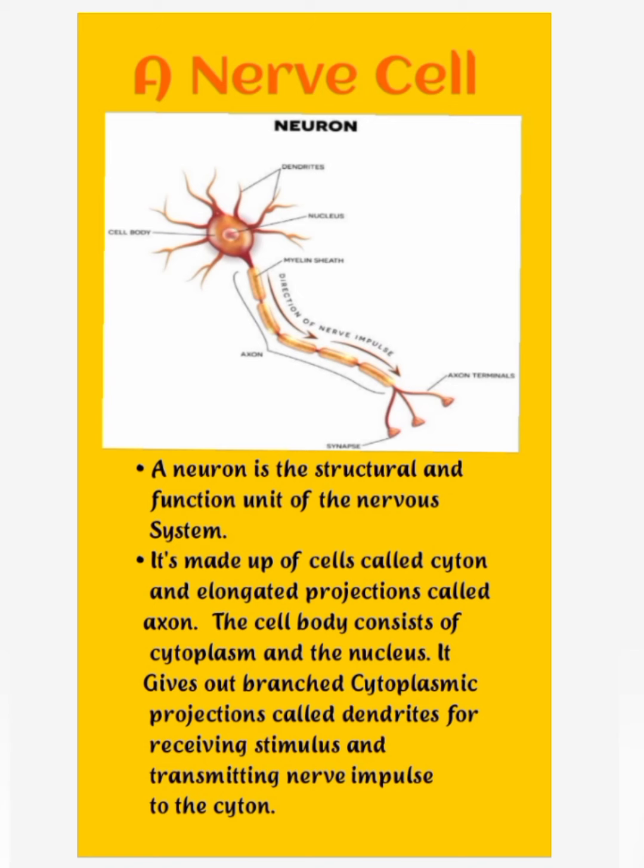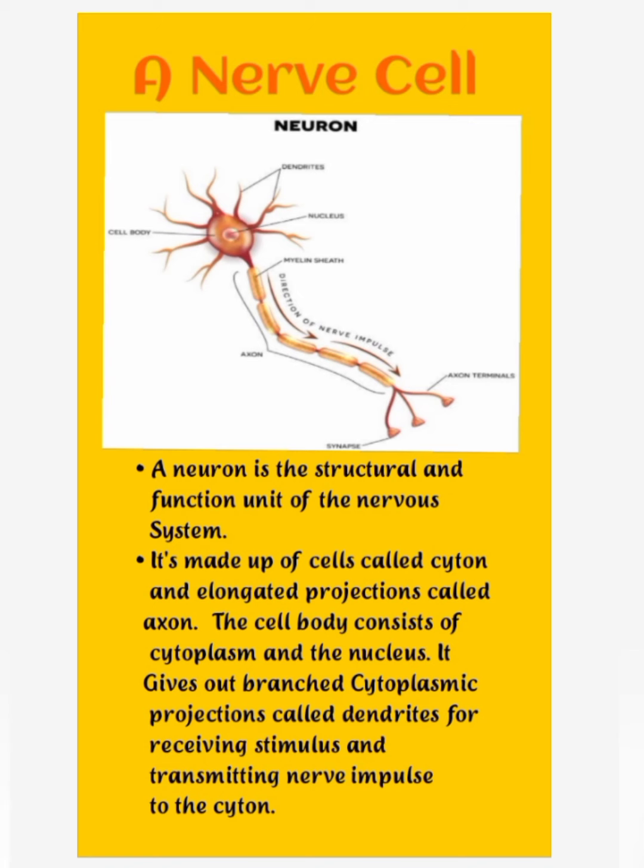Okay, so a nerve cell. As I already told you and gave you an overview about a neuron or a nerve cell, we'll be discussing that in detail in this video. A neuron is the structural and the functional unit of the nervous system. What do you understand by structural and the functional unit of the nervous system? Yeah, you guessed it right.